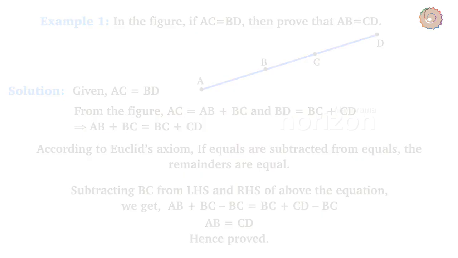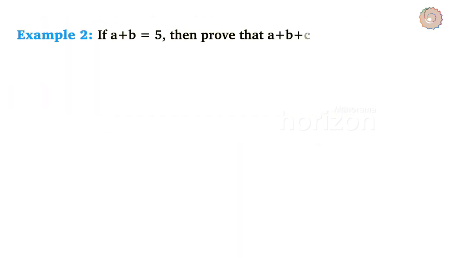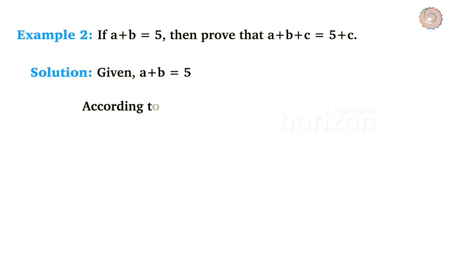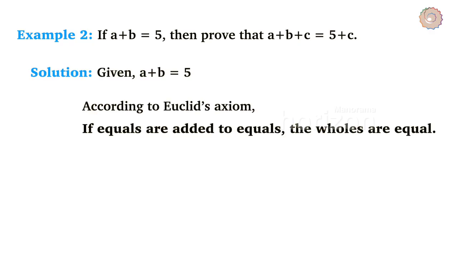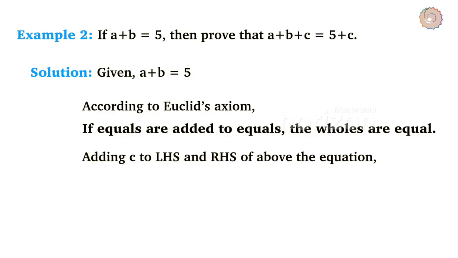Let's see another problem. If A plus B equals 5, then prove that A plus B plus C equals 5 plus C. Given A plus B equals 5. According to Euclid's axiom, if equals are added to equals, the wholes are equal. Adding C to LHS and RHS of the above equation, we get A plus B plus C equals 5 plus C.